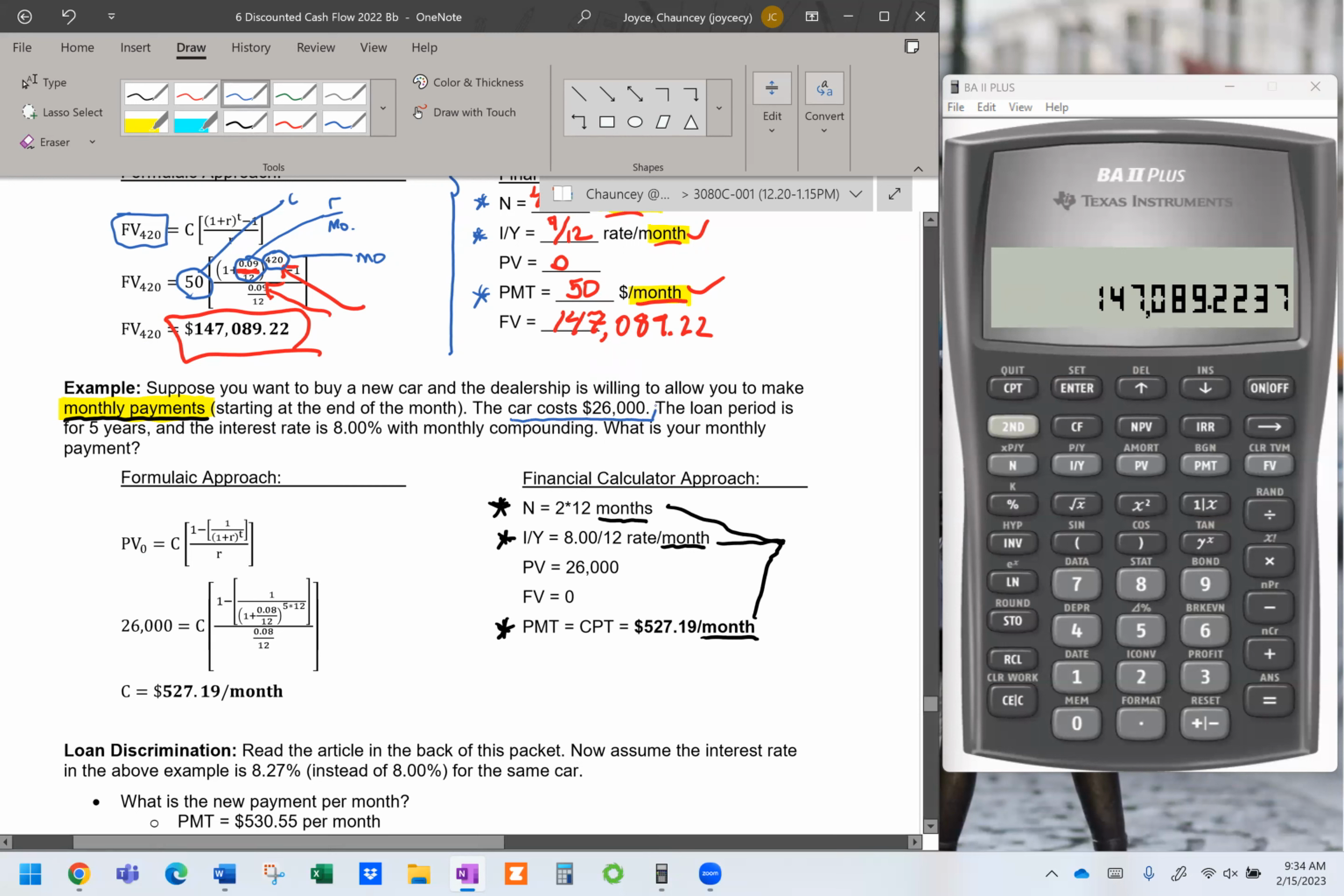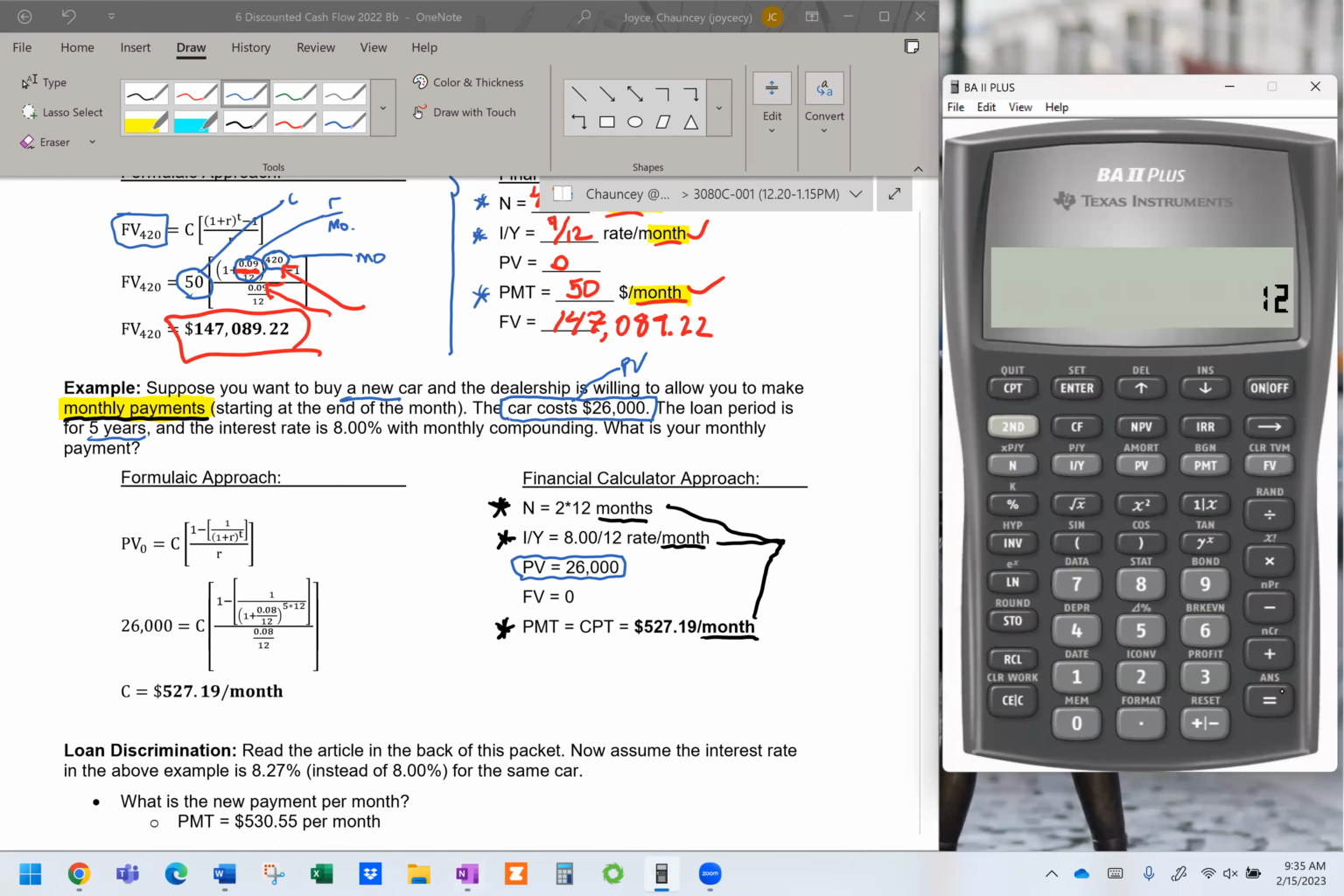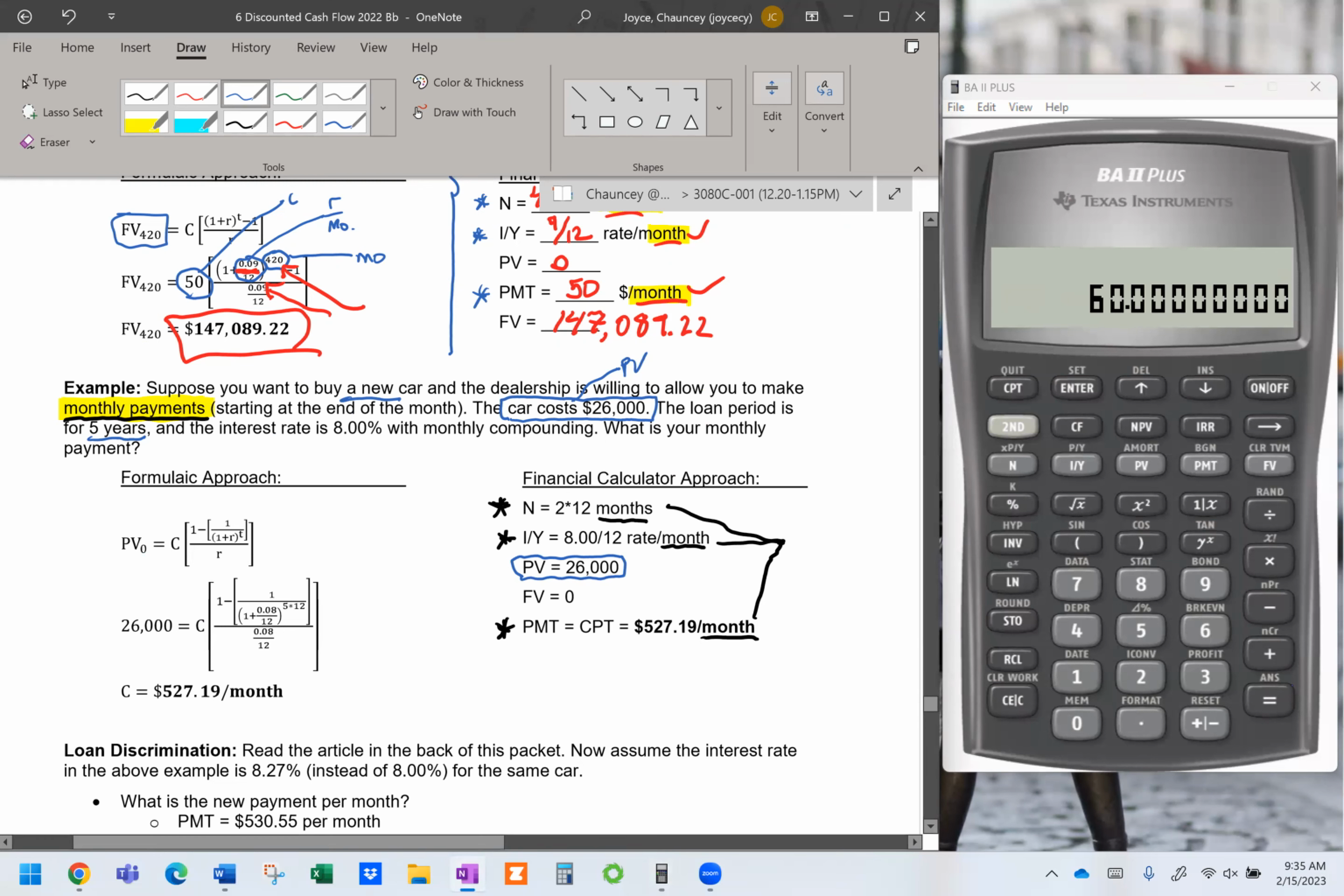So the car costs $26,000. I know this is my present value because right now I want to buy a new car. So when I go onto the lot, that's the value of the car that I want to drive off the lot with. So $26,000 becomes my present value. The loan period is for 5 years, but we need to adjust that because 5 times 12 is 60. And it looks like I have a little typo here. So let's just cross this out, as 5 times 12 is 60 months.